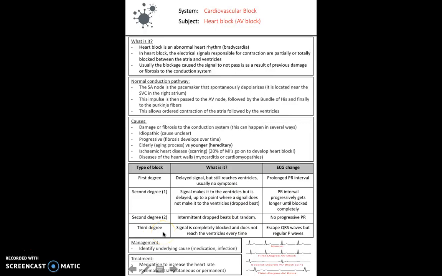Third degree, or complete block, this is where the signal does not reach the ventricles every time, so you get escape QRS waves, but regular P waves. So you'll see a regular P wave on an ECG, but it will not always be followed by a QRS wave. Occasionally it might miss a QRS wave and you just get a random QRS wave somewhere else.